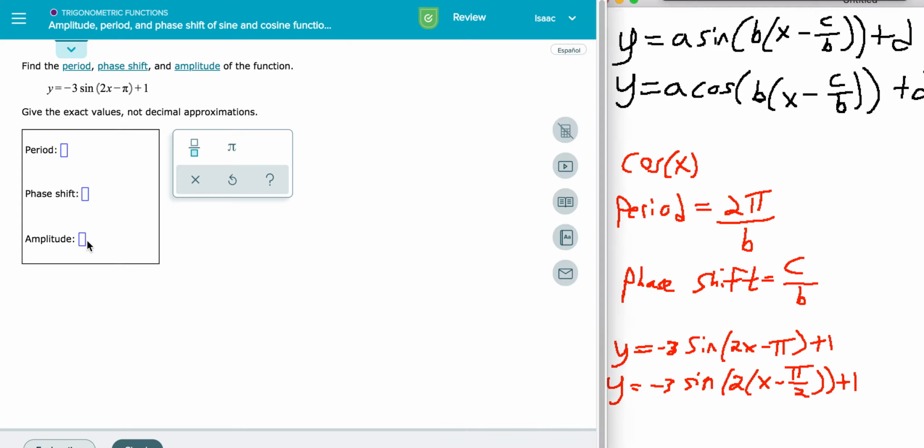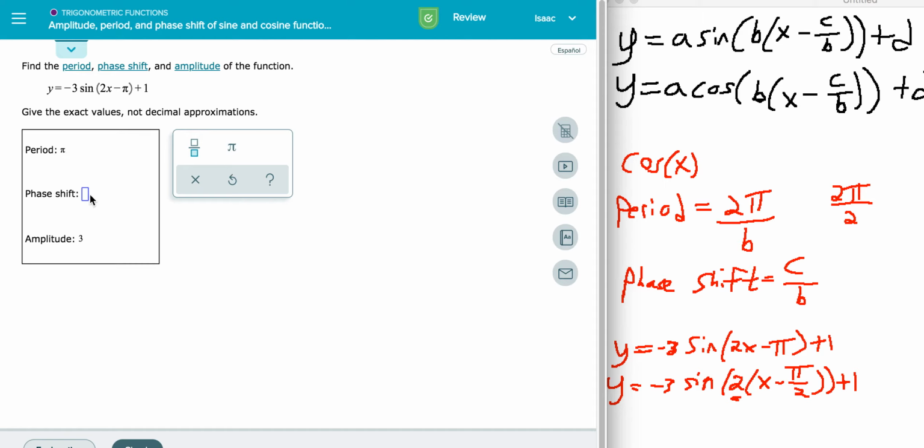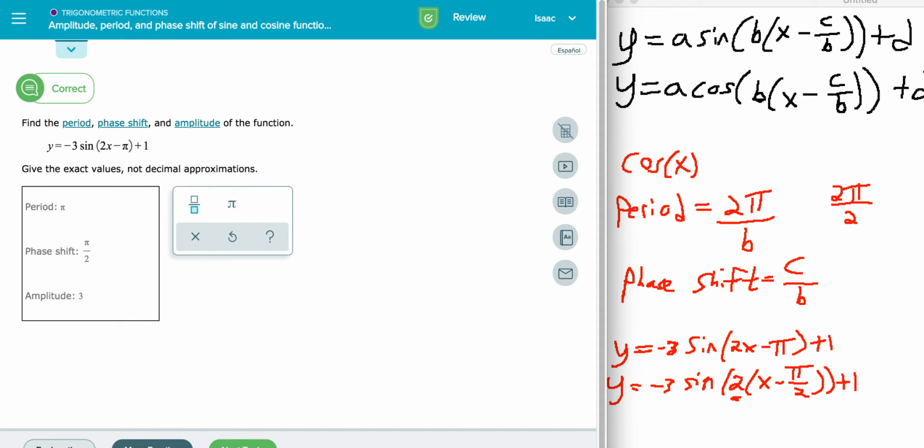Okay. So the amplitude, we're going to just say +3. The negative doesn't come into play because amplitude means how high or how low it goes from the midline of the sine or cosine function. So it's always the absolute value of a. The period is 2 pi divided by b. So for this one, it's 2 pi divided by 2, our b is 2, right? So the period is just going to be pi. And then the phase shift is c over b. So we've got pi over 2 for our phase shift. Okay, just shifted it pi over 2 units from the start.